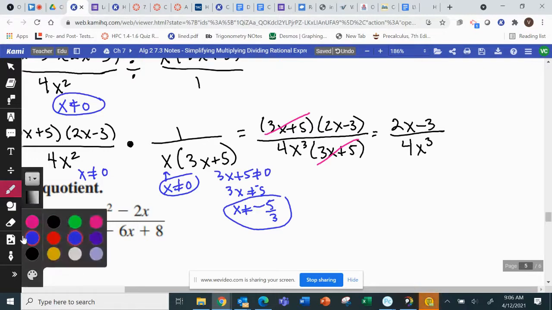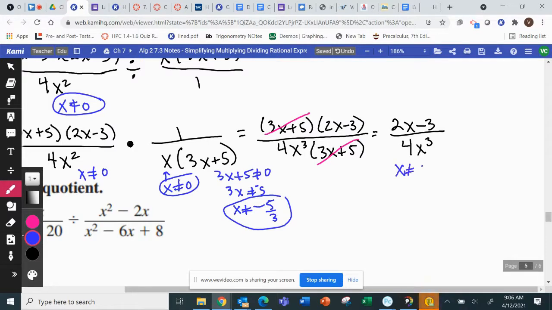Domain restrictions for the third time. So much work. That has just x's on the bottom, by themselves, so just x does not equal 0. What we need to do is look to see if we lost any domain restrictions along the way. Was there a domain restriction earlier that I didn't write in my final simplified answer?